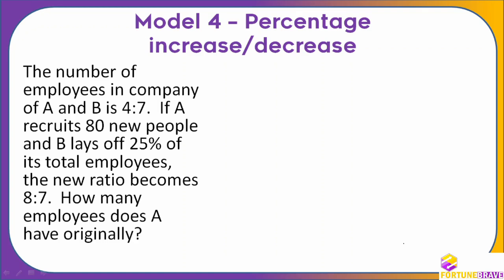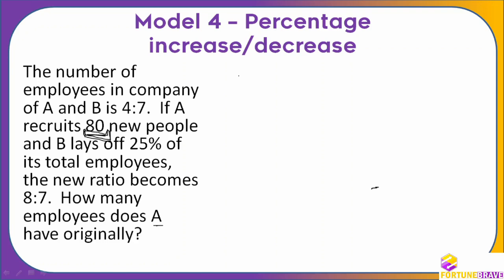Now you can see the percentages and all these things are the same. There is only one change here. This is the same kind of question with different information. What is different here? They have given here an actual value, the actual value of how many people were recruited. So with this information, we are going to try whether we will be able to solve the question and find out how many employees A has originally.